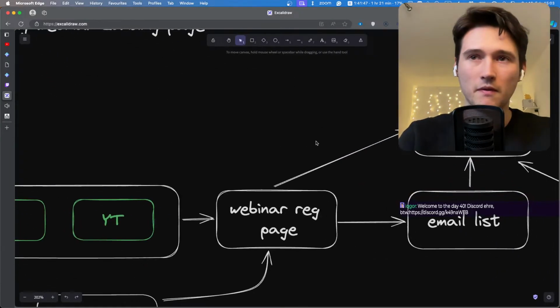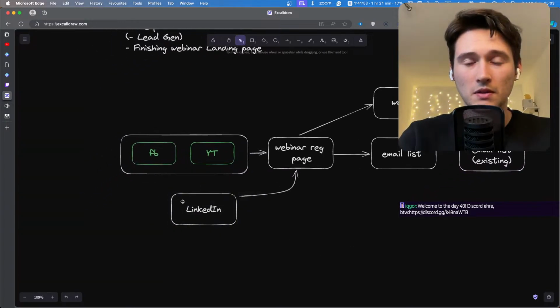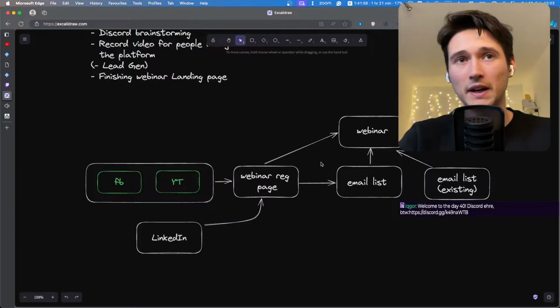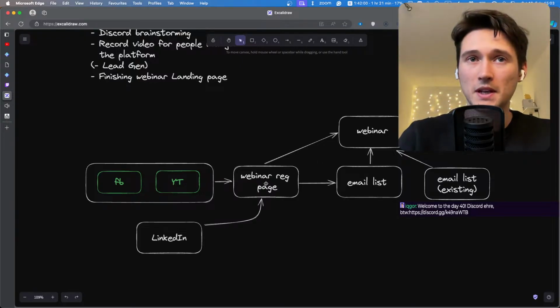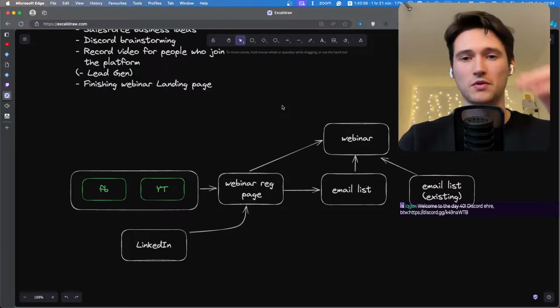So if we look at our webinar funnel, that's the idea. We're going to run some ads. We're going to advertise on LinkedIn. So I'm going to create a lot of different posts for LinkedIn. And we're going to try to drive traffic into the webinar registration page and then to the webinar and to the email list. And then I'm going to do the webinar and I hope to make a good course launch.